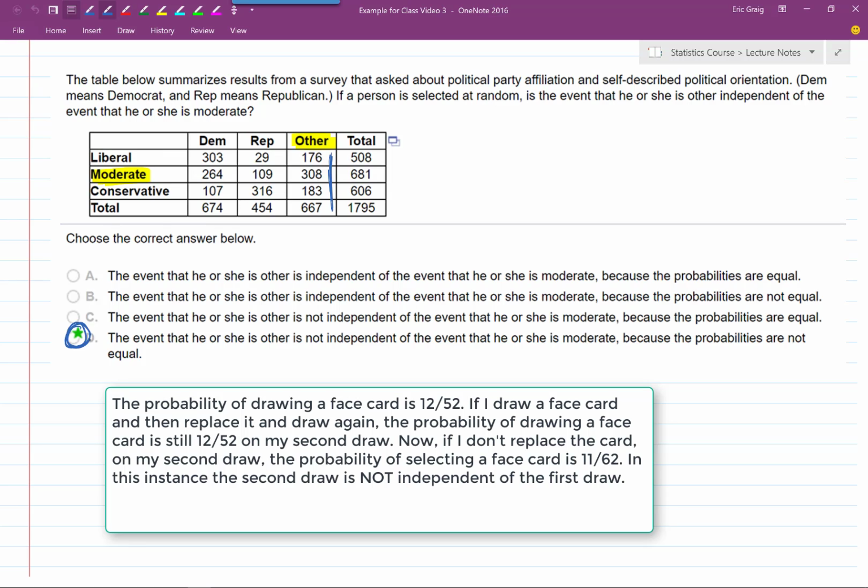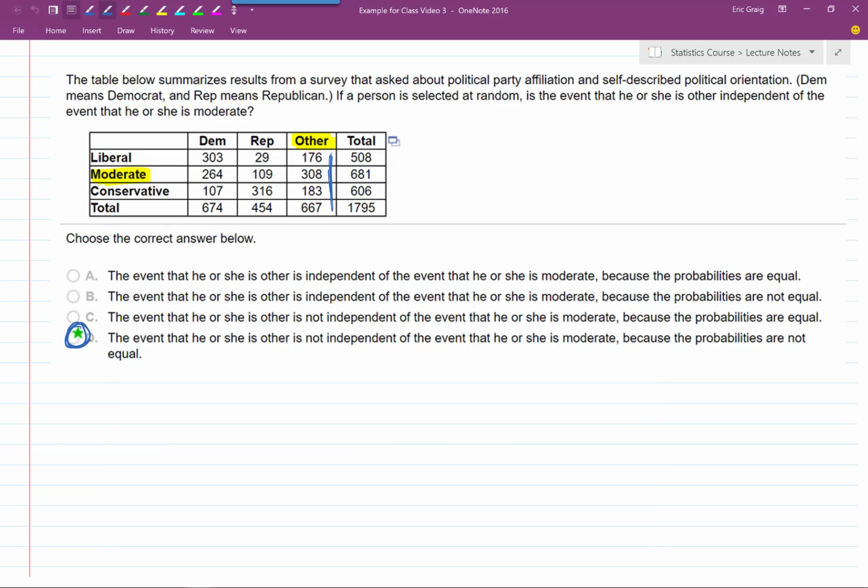But my larger point is that when you see a table like this and it's real data, you've got to check, but probably the two events are going to be dependent. Only in these, or mostly in these artificial situations, are they going to be independent. And in those cases, only when we're doing something with replacement. Okay, that covers us for Chapter 5. We'll go on to Chapter 6 in another video.